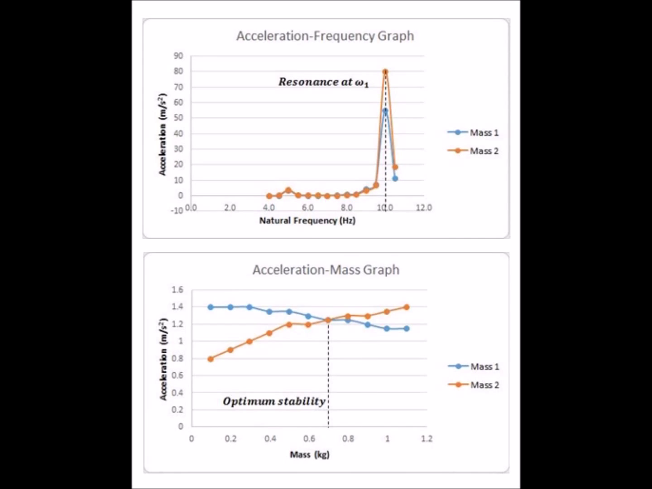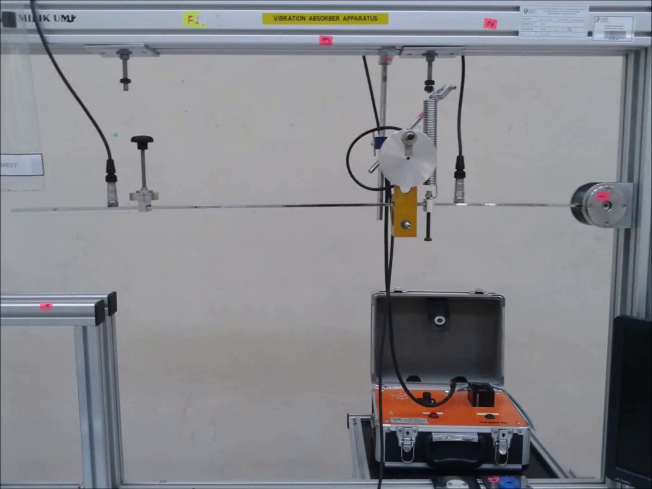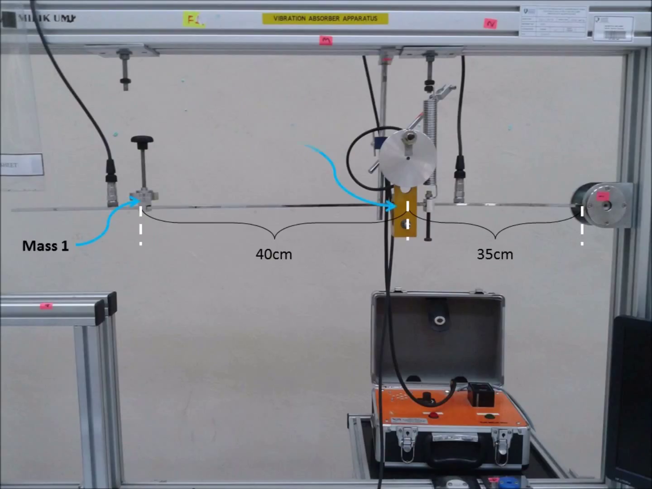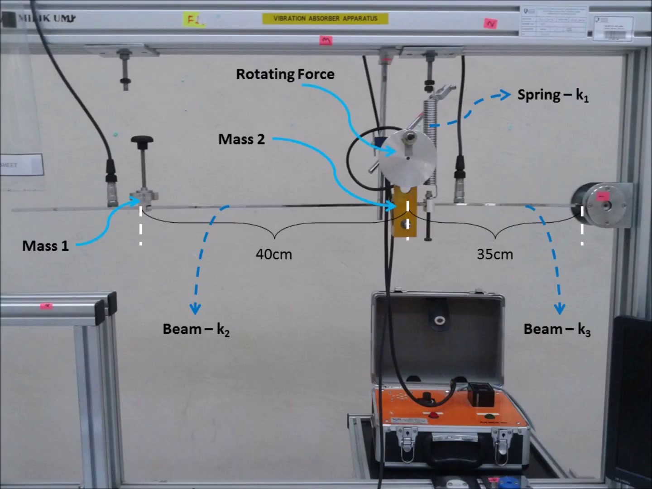These two graphs show the result of the experiment. In this structure, the beam is divided into two portions, with the first portion measuring 40 cm and the second portion 35 cm. These are mass 1 and mass 2. This is the spring with spring constant K1, the first portion of the beam having a spring constant K2, and the second portion having spring constant K3. Last but not least, this is a forced vibration system having a rotating force.